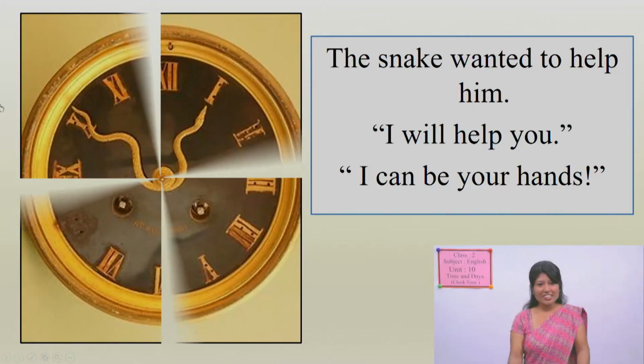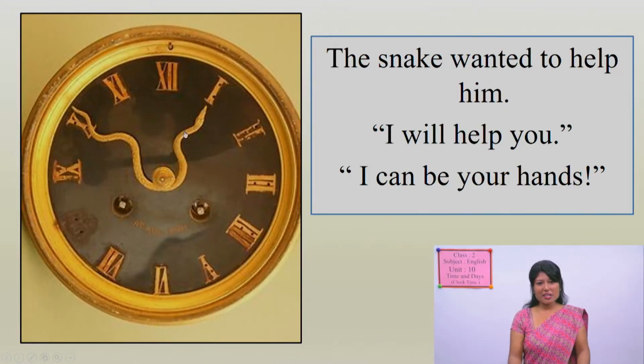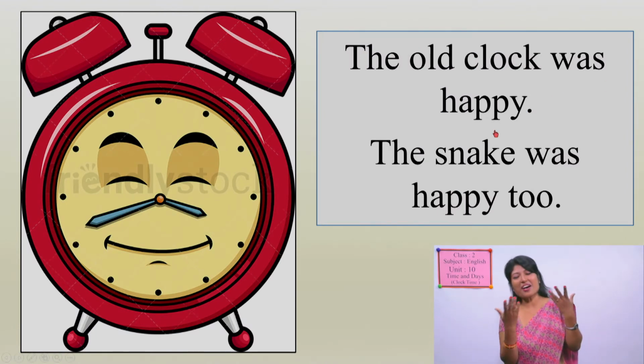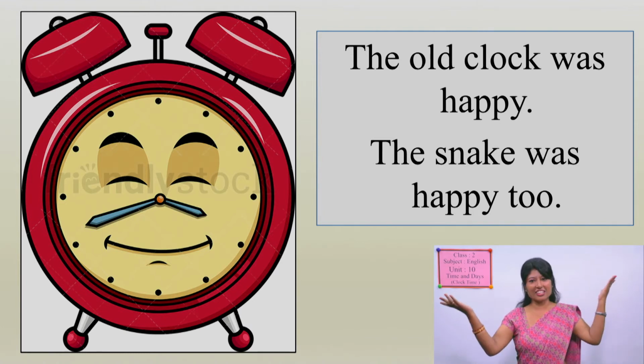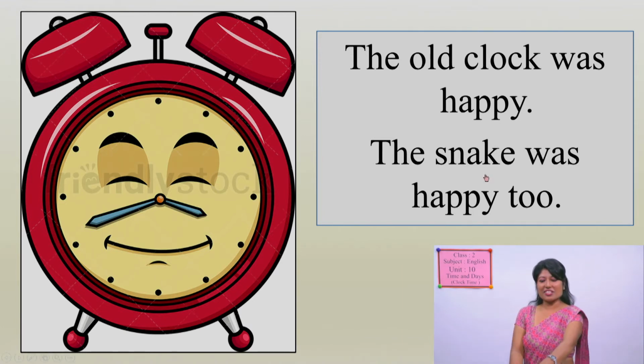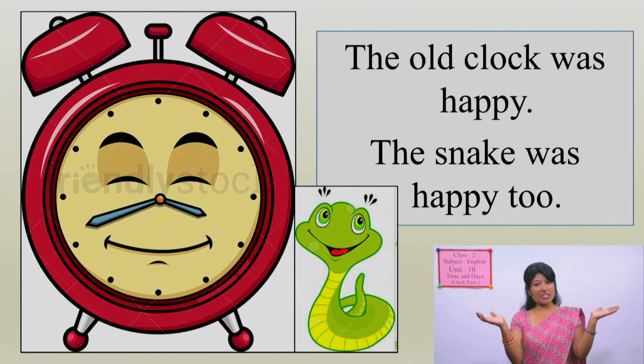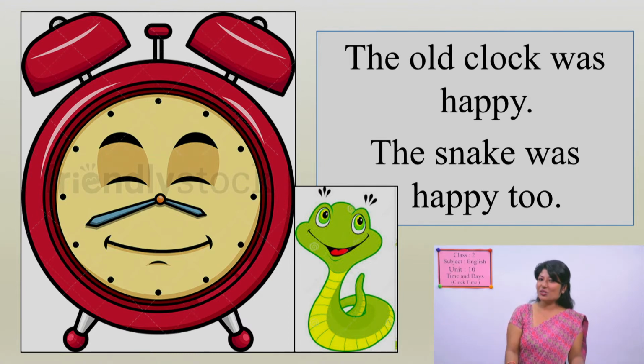Look here. What happened? The snake became the hand of the clock. Both hands, the hour hand and the minute hand. So the old clock was happy, smiling and laughing. Ha ha ha ha. The clock was so happy, and the snake was happy too. See their smiley faces, happy faces.